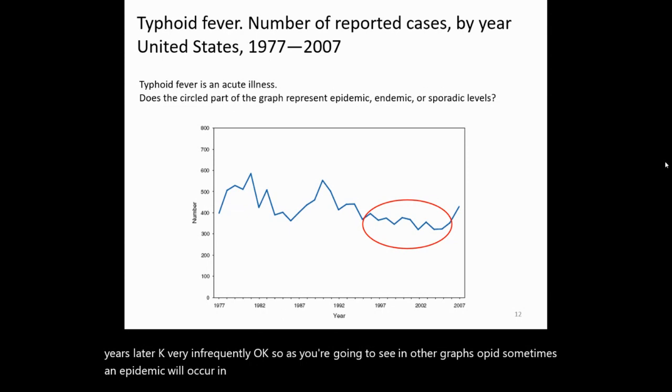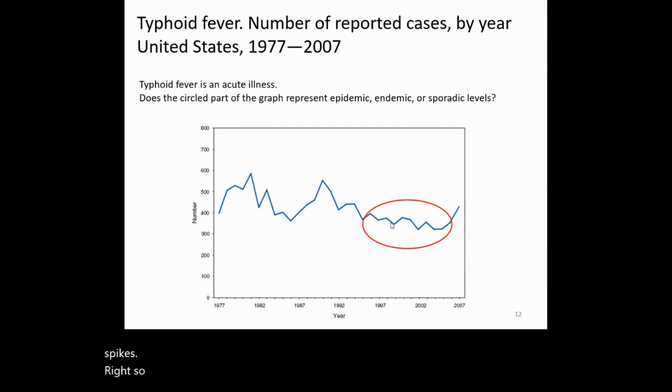And as you're going to see in other graphs, sometimes an epidemic will occur in relative frequency. So checking this out, we don't really have any spikes, right? So it's not going to be an epidemic or sporadic. This is really just kind of that baseline level. So this would be an endemic.